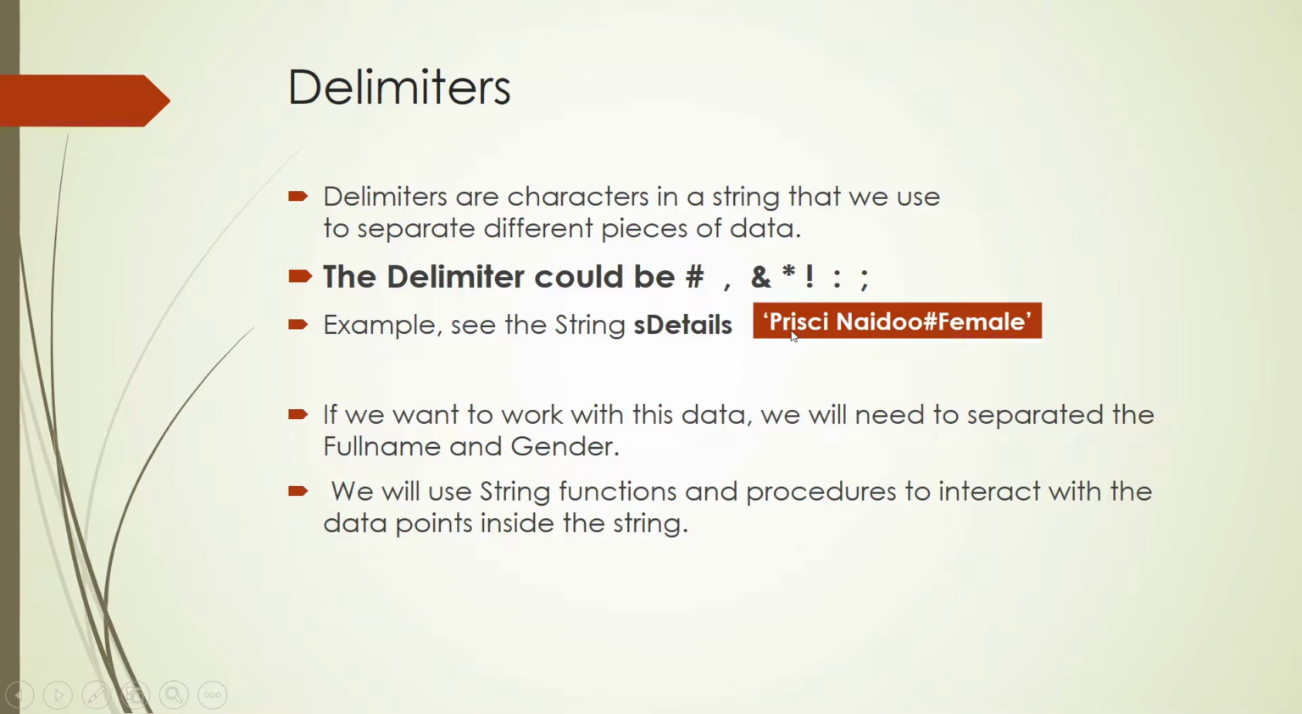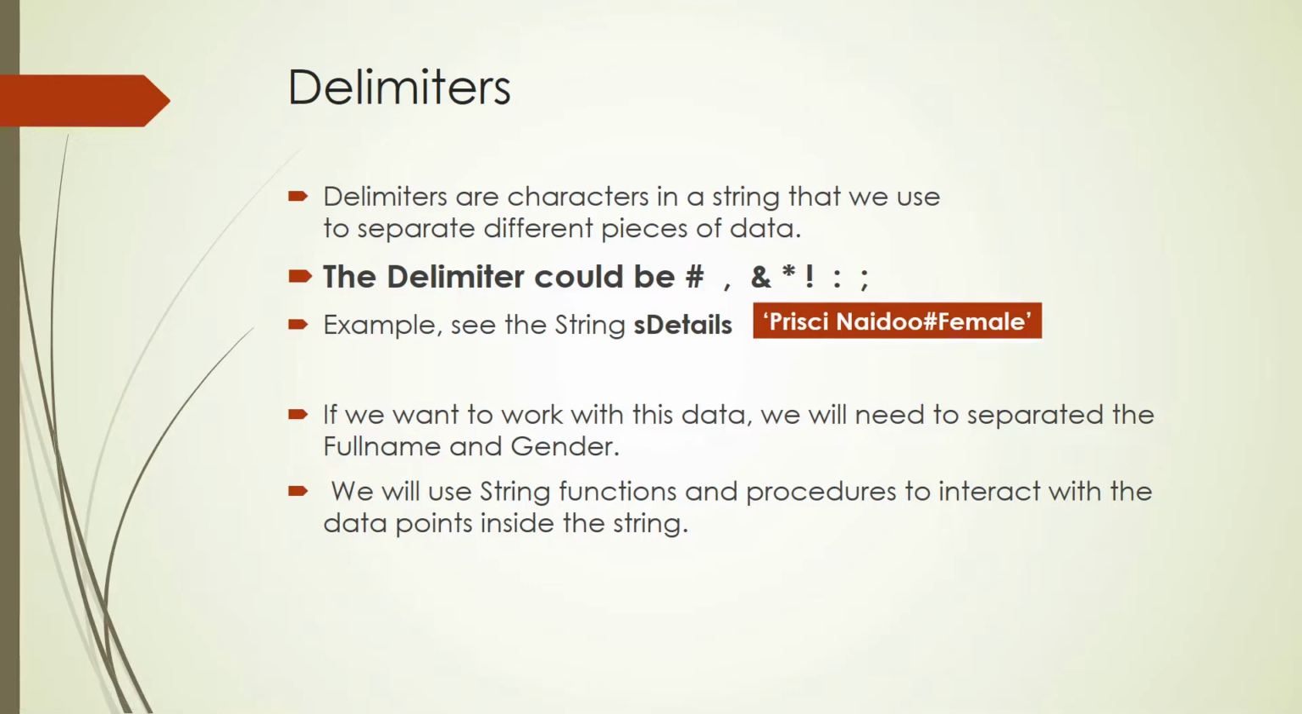In this example, I've got a variable called sDetails. This variable is storing a line of text. So far you have only learned that a variable that is storing a data type string stores many characters put together. It could be alphabets, it could be numbers, or it could be special characters, or it could be a combination of both. But today we're going to be looking at a string variable storing a line of text that has a delimiter. And as I explained to you, a delimiter could be any character. It could even be a space.